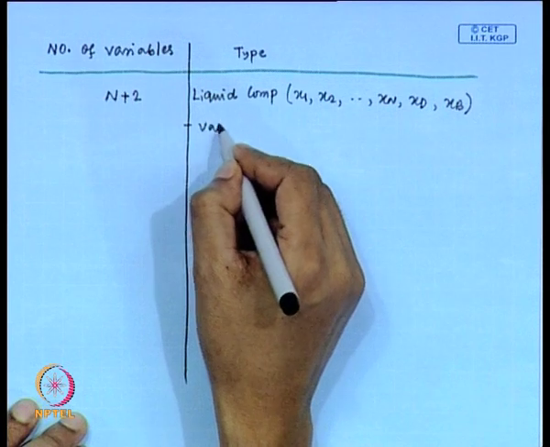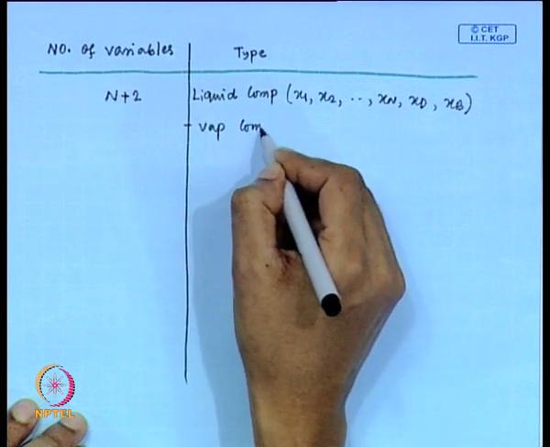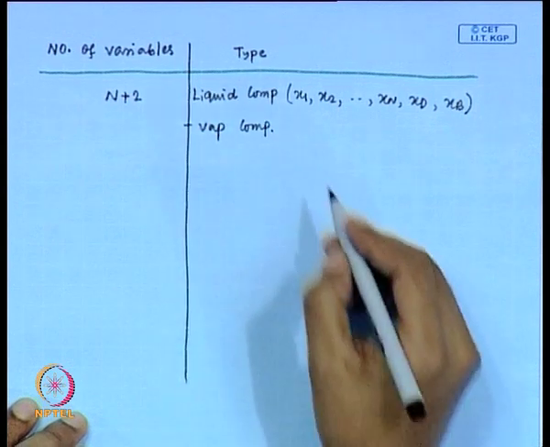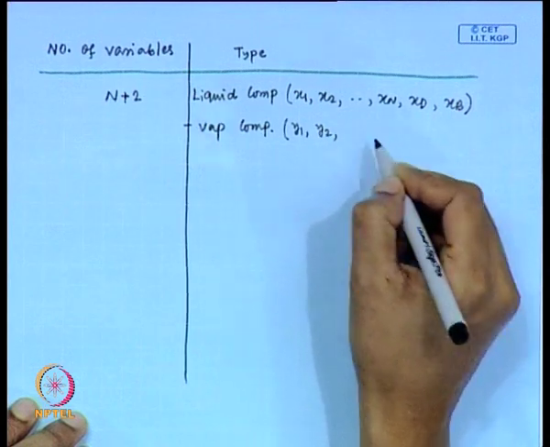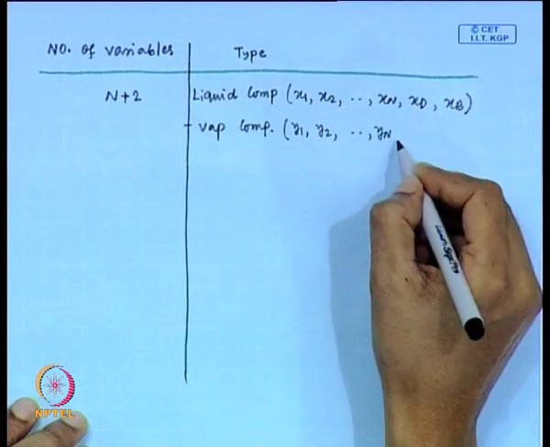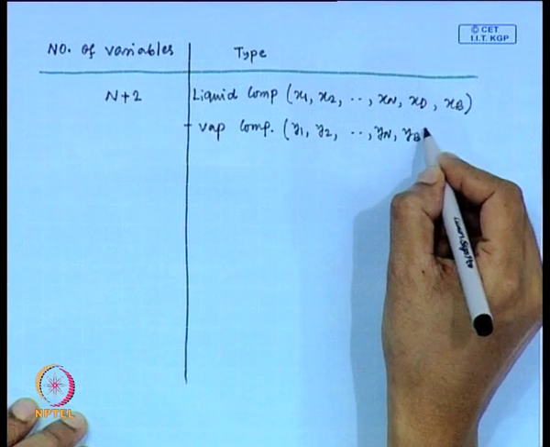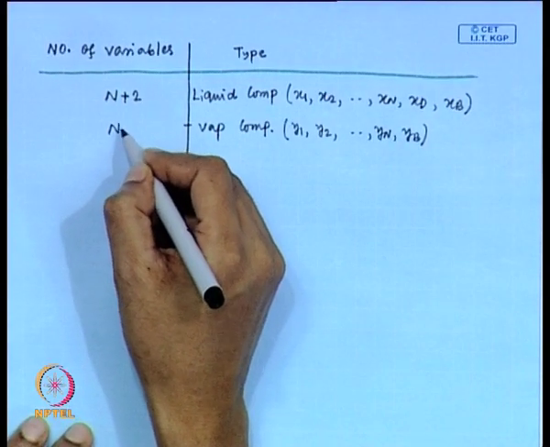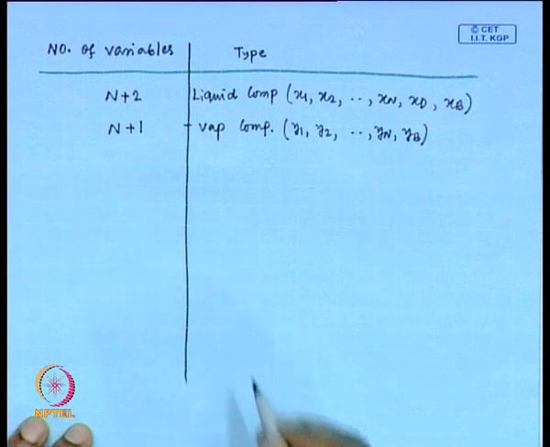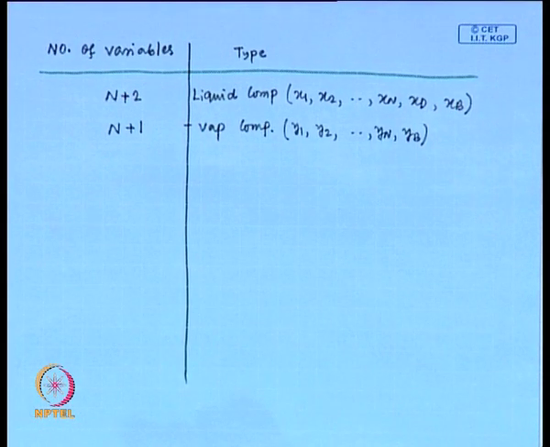Next, vapor composition. How many vapor compositions are involved? Y1, Y2, Yn and one for column base. There is no vapor distillate, we have considered only the liquid distillate, fine. So, there is no Yd. Accordingly, we have total n plus 1 variables, those are vapor compositions.